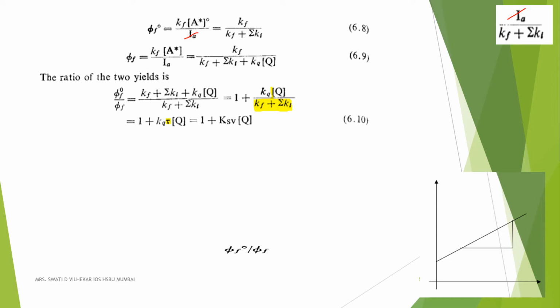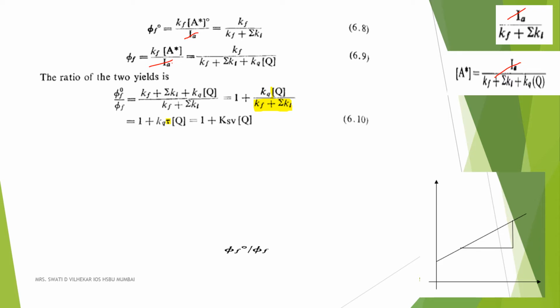Likewise, the quantum yield in the presence of quencher can be given by Kf times A star divided by Ia, and placing the value for A star here also, which is Ia divided by Kf plus summation Kt plus Kq times Q. So what will happen here? Ia again will get cancelled out with the Ia, and the equation will remain as Kf divided by Kf plus summation Kt plus Kq times Q, as you can read.